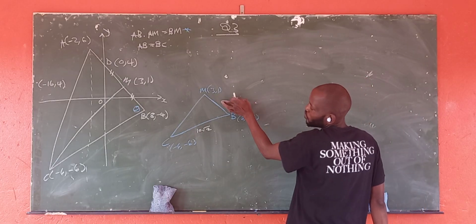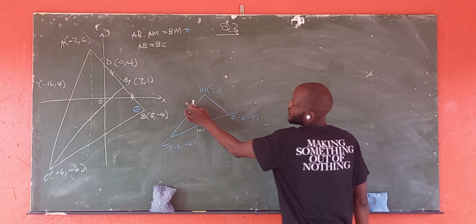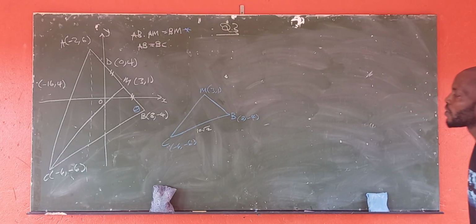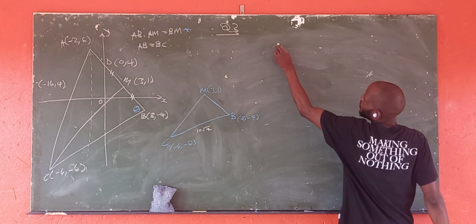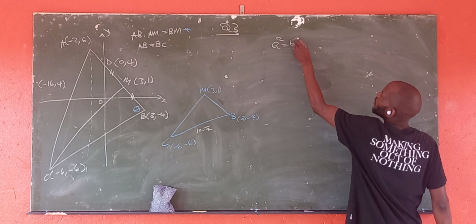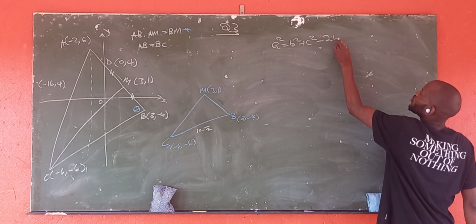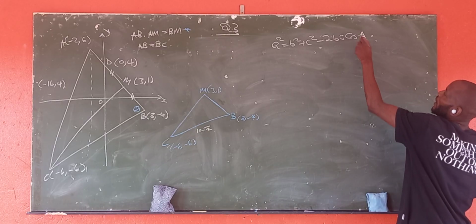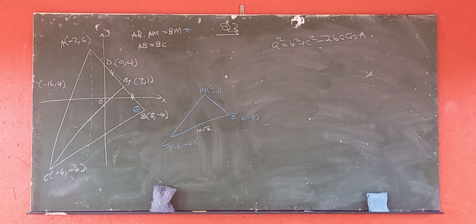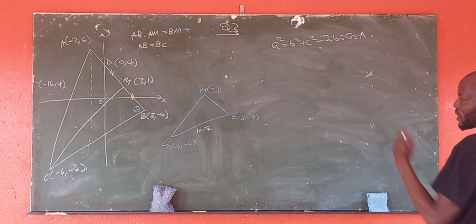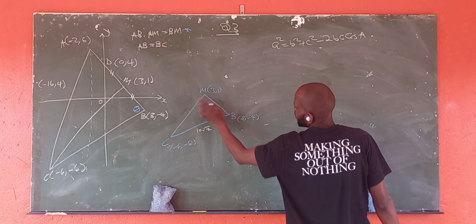So if we can calculate this distance and this distance, we can use the cosine rule to get the size of angle B. Because you remember the cosine rule says a squared equals b squared plus c squared minus 2bc cos A. So we can use the cosine rule with the three sides, or with two sides and an angle, the angle being opposite the side. In this case, we can have three sides.